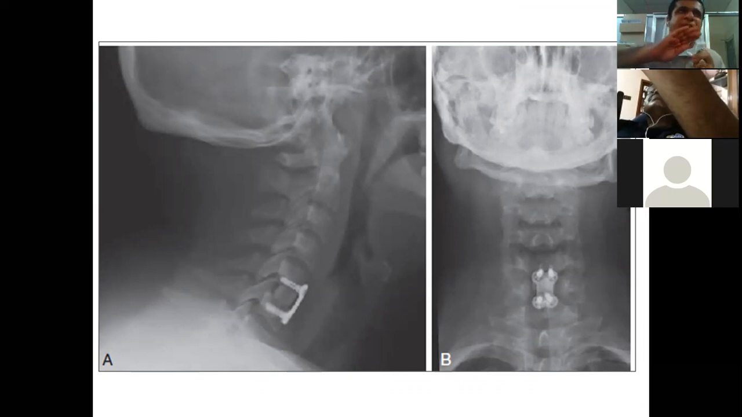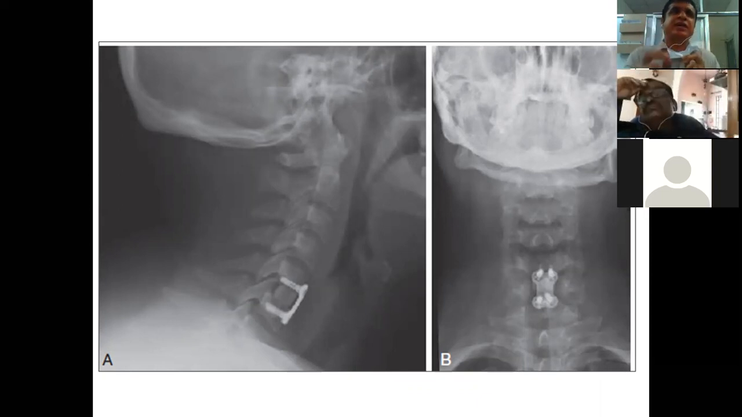But that doesn't matter. Either you put a graft, or a graft with plating, or you do disc replacement, or you put a cage. It doesn't matter. The main thing which matters is whether you have decompressed it completely or not. If you do a disc replacement surgery without removing the last bit of disc, the surgery is going to fail. So the method of reconstructing the disc space doesn't matter. The main thing is we have to decompress it completely.